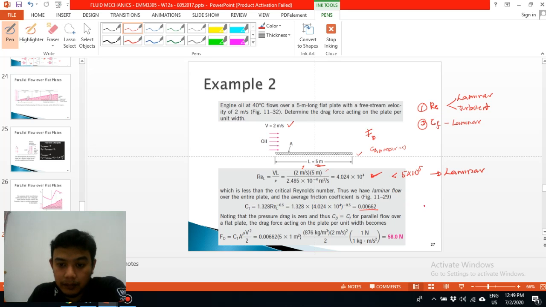So in order to calculate the drag force, the third step is to calculate the drag force. Drag force is equal to CF A rho V squared over 2. CF we already have, just put it here. Then our area is 5 times, we assume here, 1 meter. Then the rho is 1876, the velocity is 2 meters per second, divided by 2. At the end we'll get the drag force of 58 Newton.